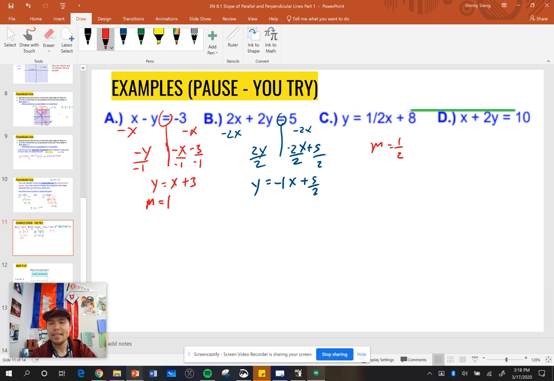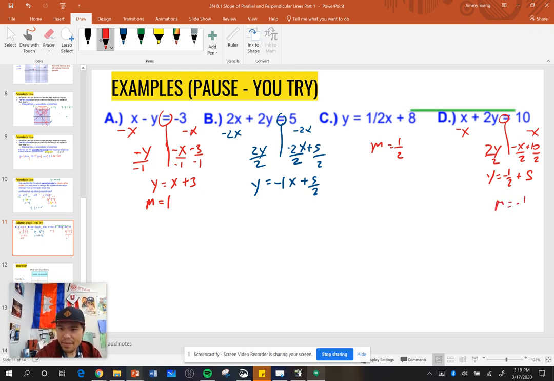And then D, we'll just do it in red. How about that? We got 2y equals negative x plus 10. Divide, divide. y equals negative 1/2 x plus 5, right? Double checking, that looks right to me. All right, so let's talk about this, okay? You should be able to find your slopes. So we got m equals 1 for A, B is m equals -1, C is 1/2, D is -1/2, okay?